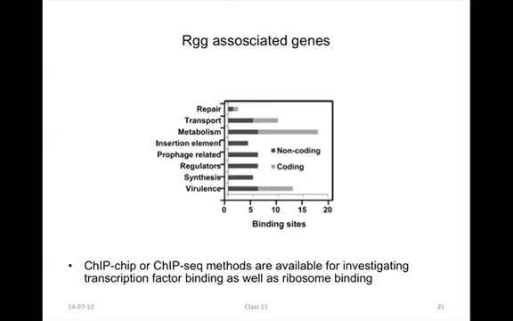Then they looked at which genes were associated, and they're all over the place: repair, transport, metabolism. There's some non-coding, some coding, like you saw in the last picture.